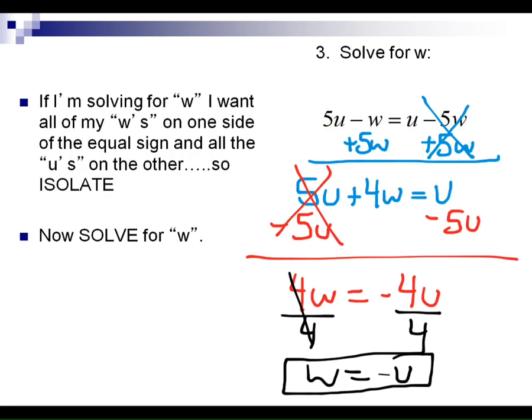And remember, we don't usually write that 1 in front. There's a negative there. You kind of can't see it. We can just write that negative. So we solved that equation for w. We had to simplify. We had to get our variables together on one side of the equal sign. Once we did that, it was the same as what we've been doing.